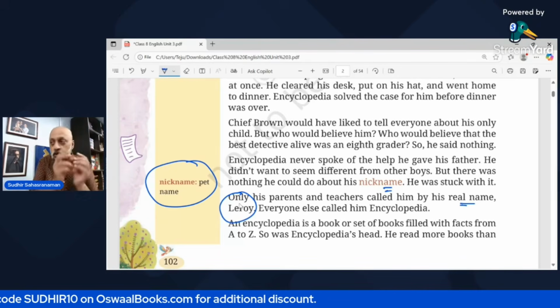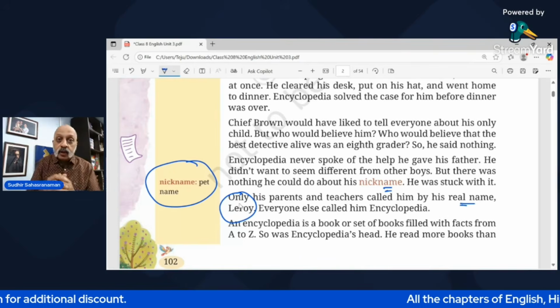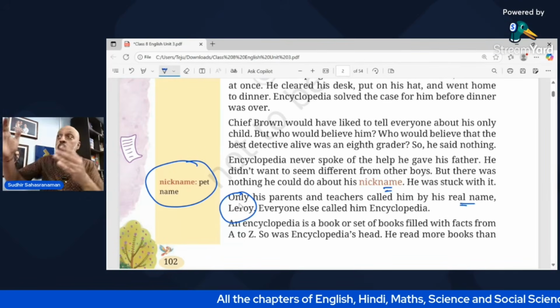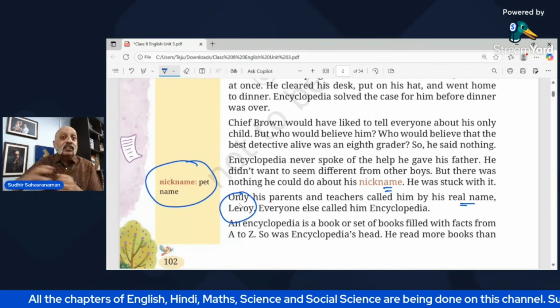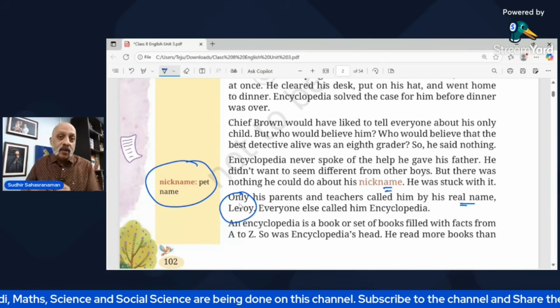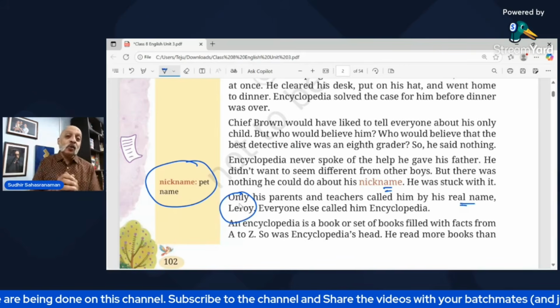All the facts are put in this set of books arranged from A to Z in alphabetical order. Encyclopedia, that is Leroy Brown's head was seen to be like that of an encyclopedia because he would be filled with facts. He would know so many things. And that's because he read many books, which unfortunately children of this age don't seem to do anymore.